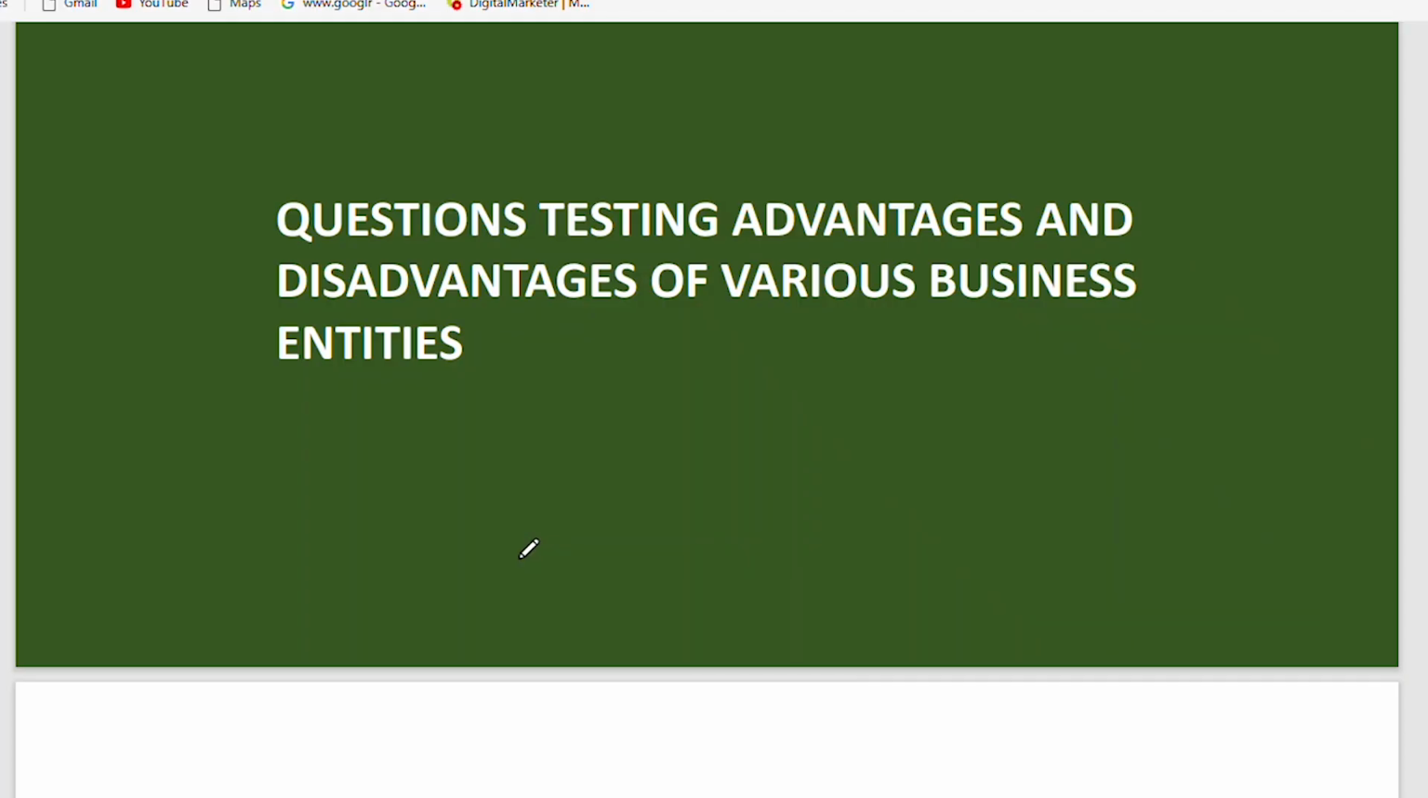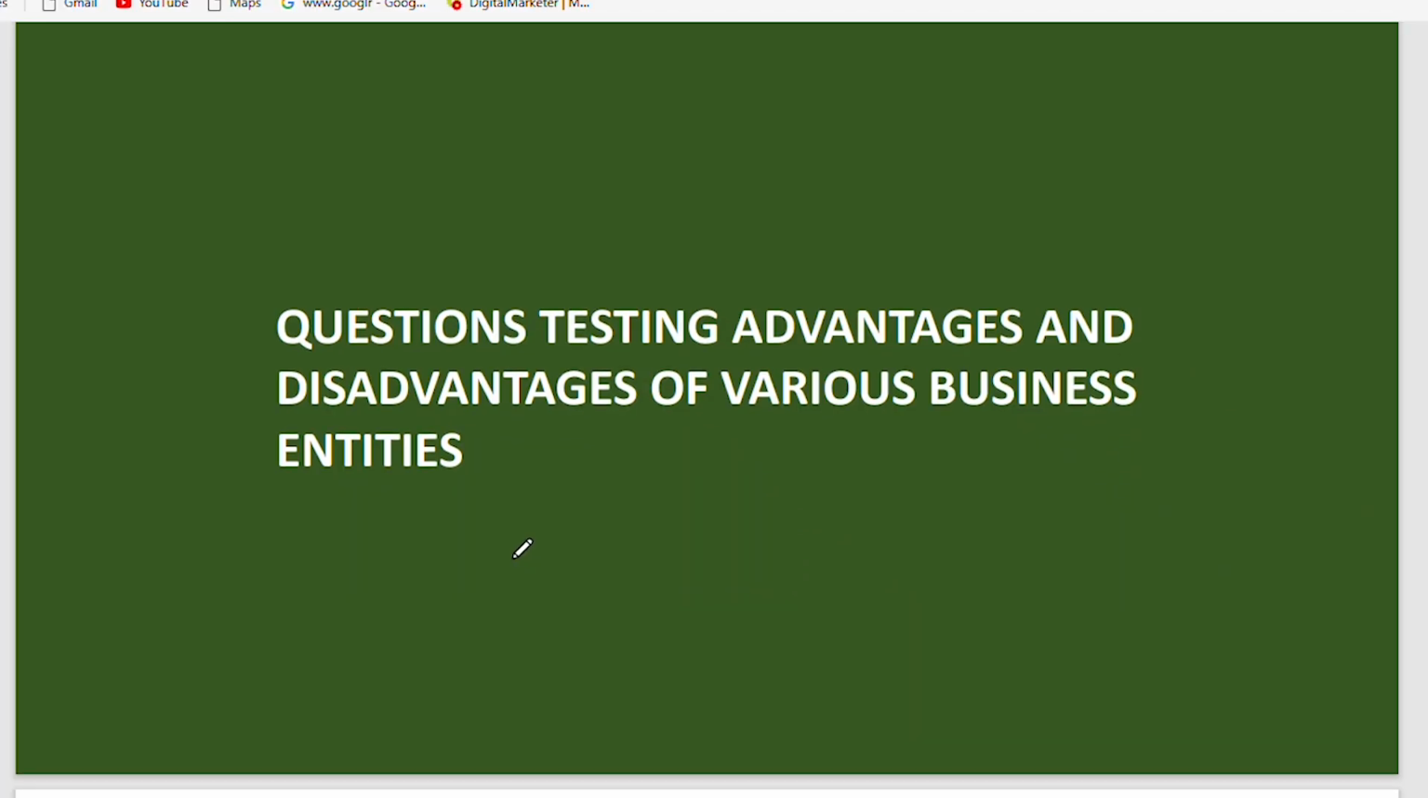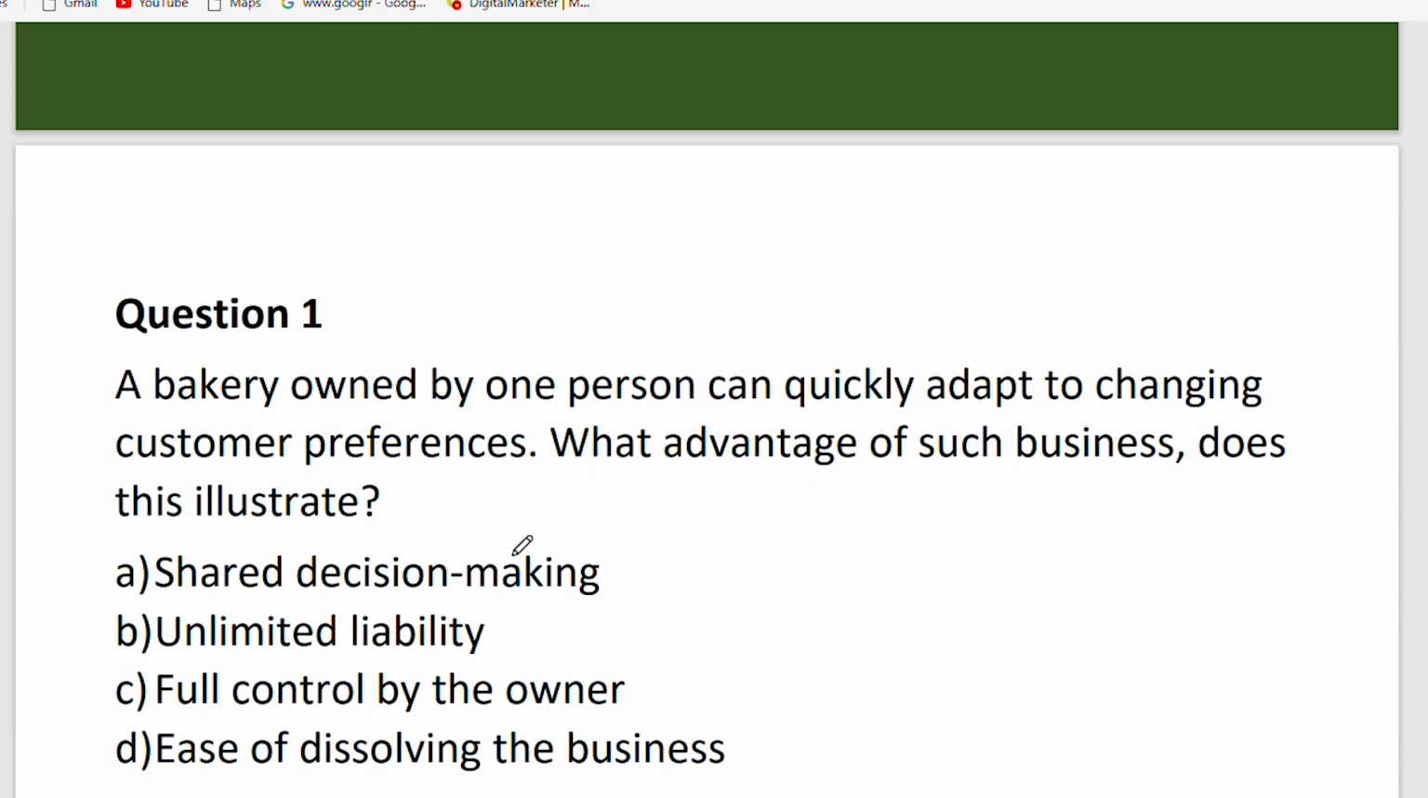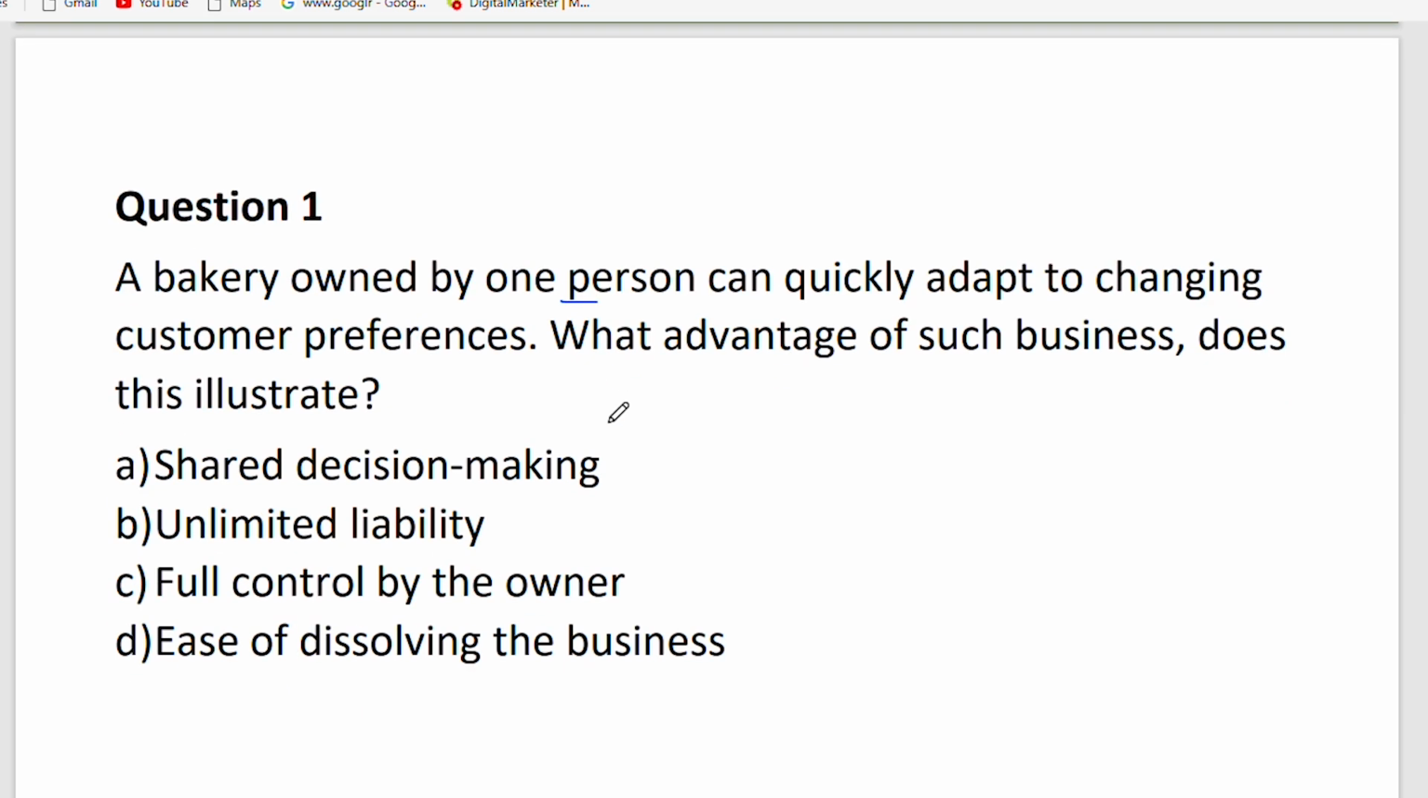So we're talking about questions that look like this. Questions testing advantages and disadvantages of various business entities. And what do we have? We have number one: a bakery owned by one person, that should give you a clue, can quickly adapt to changing customer preferences. What advantage of such a business does this illustrate?